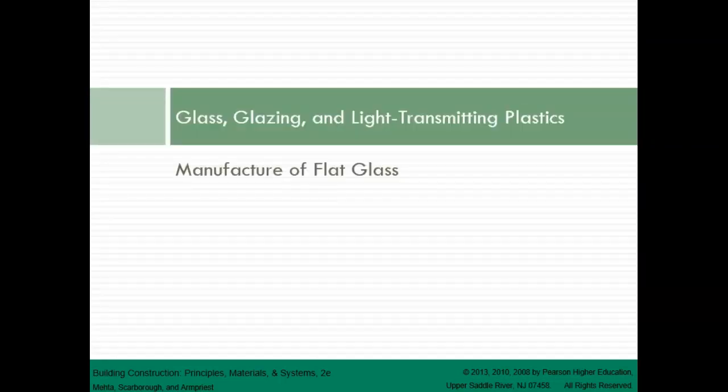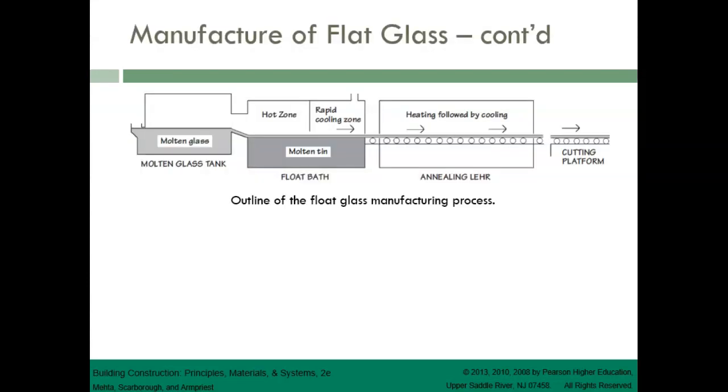Let's take a look at the manufacture of flat glass. The primary raw material for making flat glass is sand. Chemically, sand is silicon dioxide, also called silica. Sand used for glass manufacturing is obtained from sandstone deposits. Although silica is all that is needed to make glass, other ingredients are added to modify several of its properties.